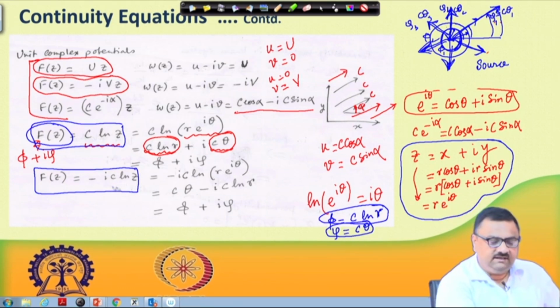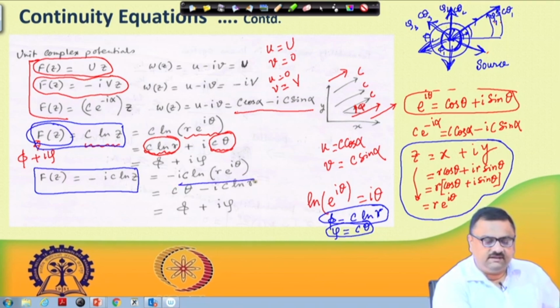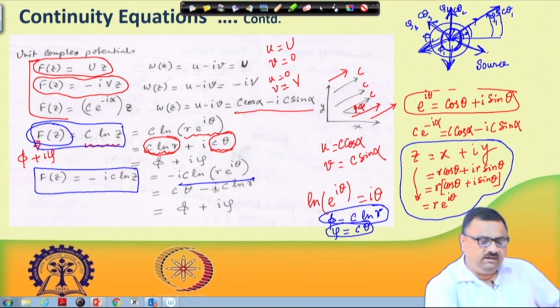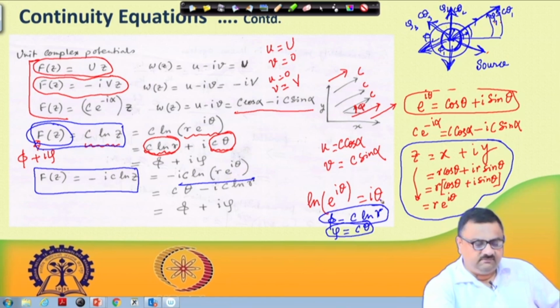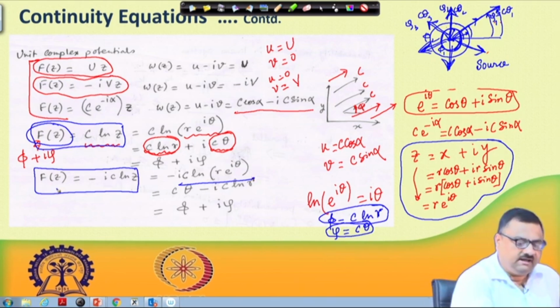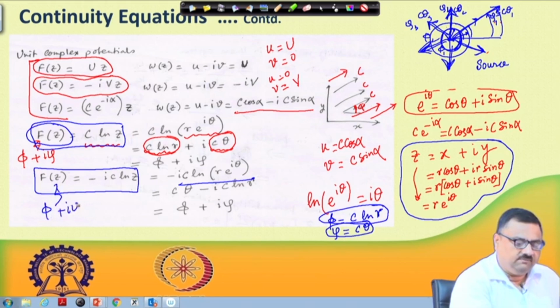Instead of minus iC ln z, we are writing minus iC ln of r e to the power i theta. Then you break it: ln of a times b is ln a plus ln b. So it would be minus iC ln r minus iC ln e to the power i theta, and ln e to the power i theta is simply i theta, as we have seen. So if we break this up, we get C theta minus iC ln r. If we go to the next step, again we write this Fz as we had done earlier, Fz as phi plus i psi.